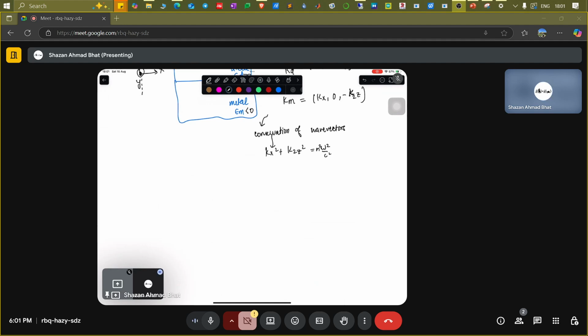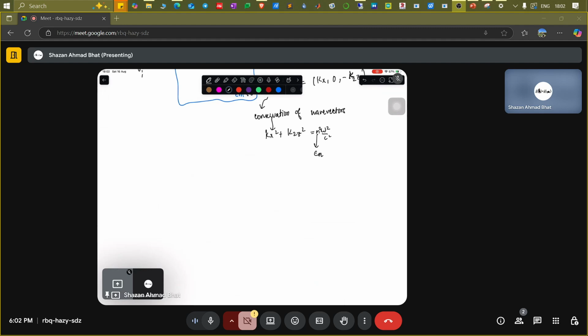How does it come up? It's just the conservation, that overall kx square plus kz square should be equivalent to n square into omega square divided by c square, where this n square is basically epsilon metal. Now you can rewrite it in the form of k2z square is equivalent to epsilon m omega square by c square minus kx square. What's happening?